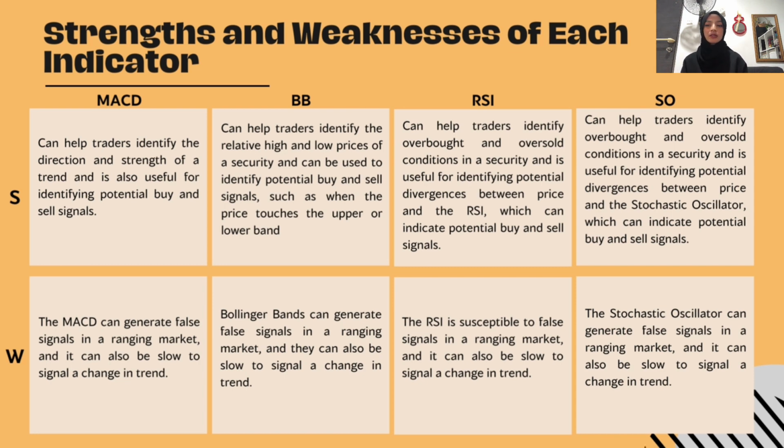Lastly, a stochastic oscillator can help traders identify overbought and oversold conditions in a security and is useful for identifying potential divergence between price and the stochastic oscillator, which can indicate potential buy and sell signals. The weakness is it can generate false signals too in a ranging market, and it can also be slow to signal a change in trend.